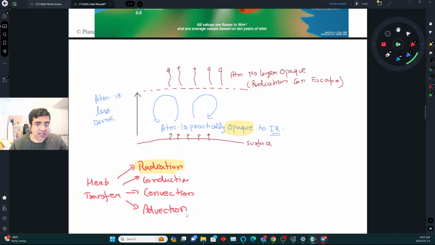And the actual greenhouse, the name greenhouse effect comes from the greenhouse. What is a greenhouse? Man-made greenhouse, I hope you all know that.